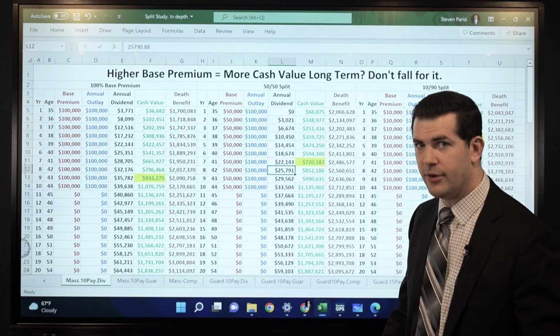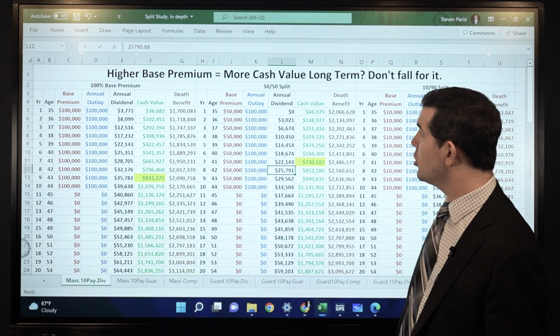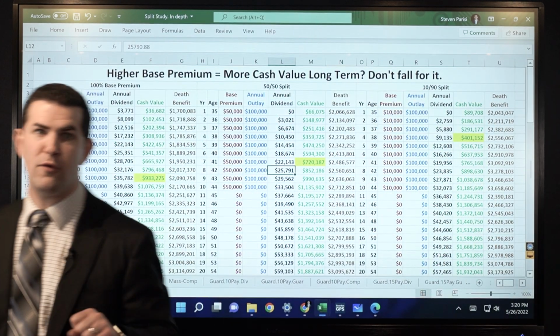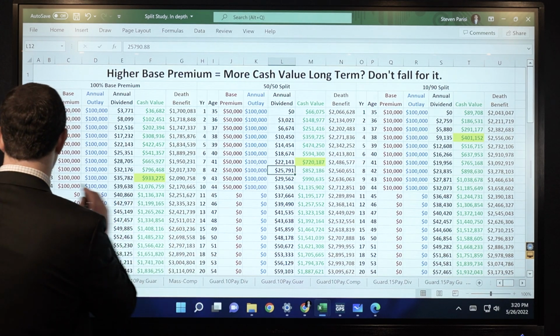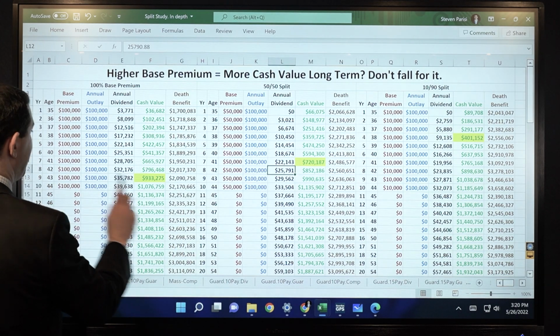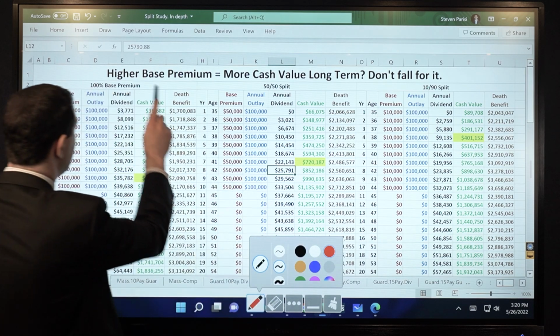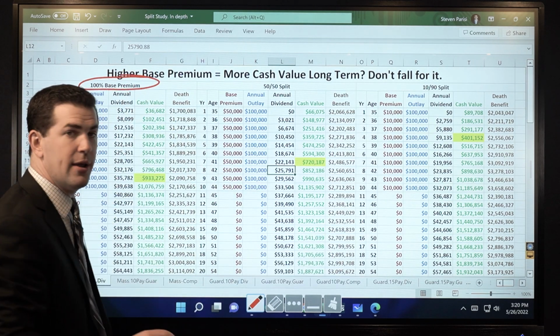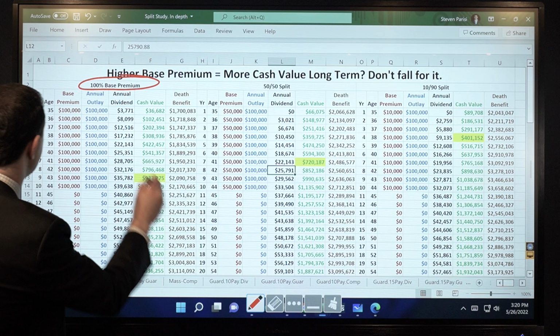There we go. Higher base premium, more cash value long-term. Don't fall for it is my recommendation. Here's why, or my tip, I should say. The example on the left is the first illustration we looked at, the 100% base premium policy. What do you notice here?